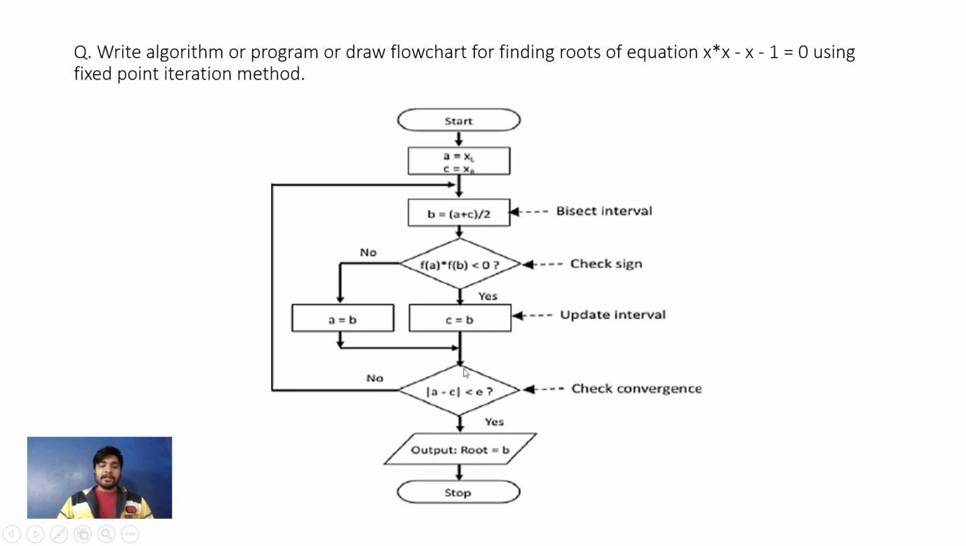Now checking a while loop where modulus of a minus c is less than a, we are checking convergence. If this condition is true, we are giving output root equals to b. If the condition is false, then the step will go back to bisect interval and the corresponding if statements will check again till that check convergence condition is true.